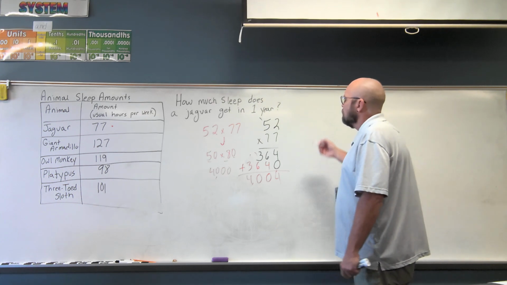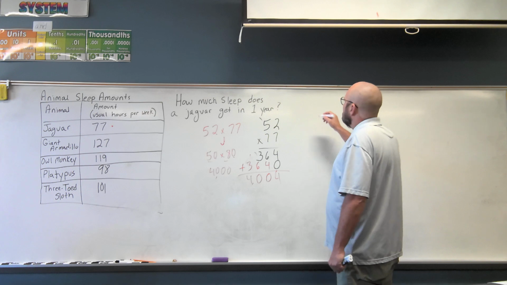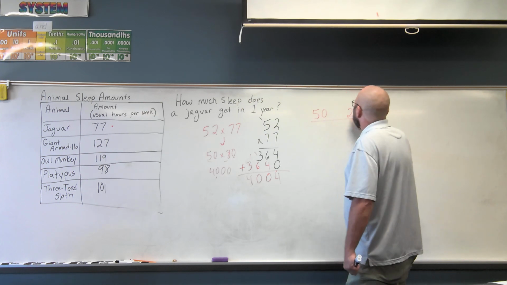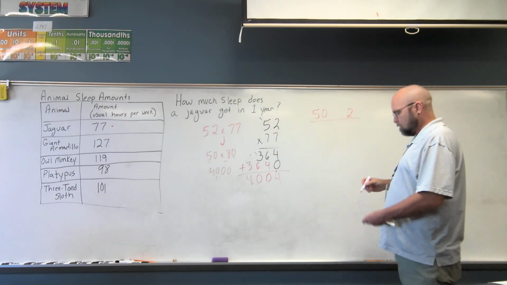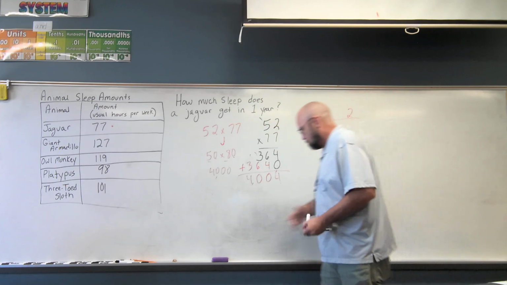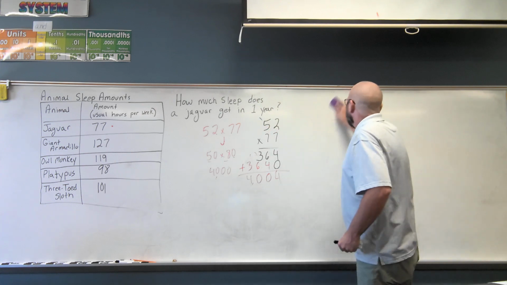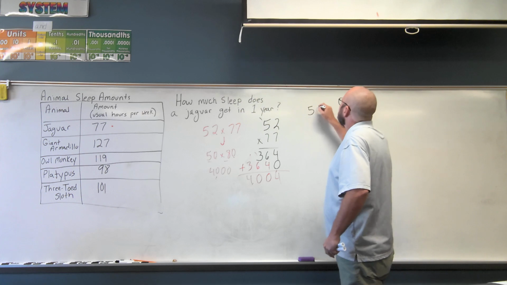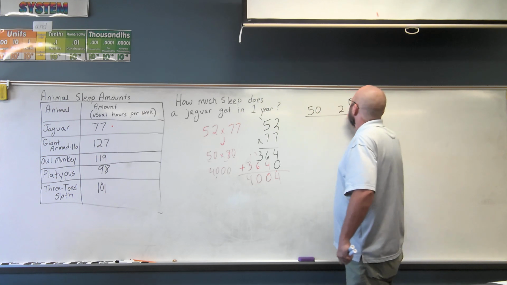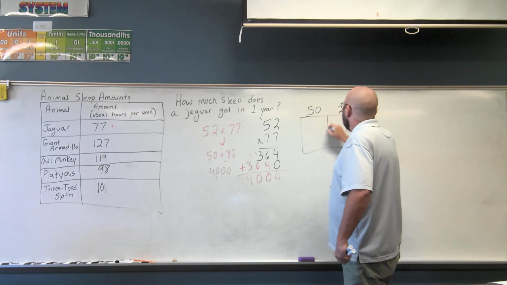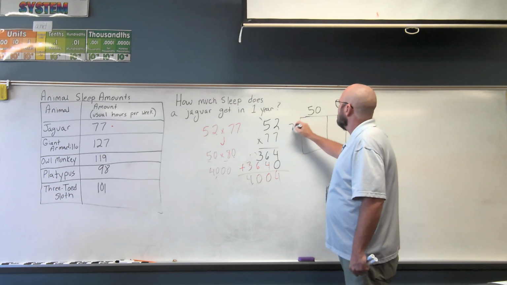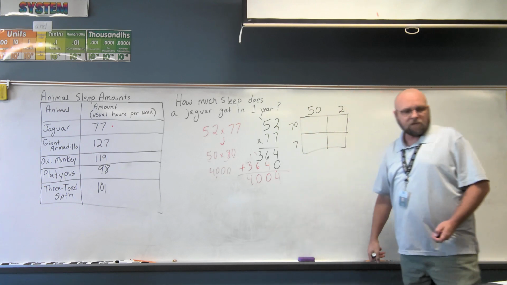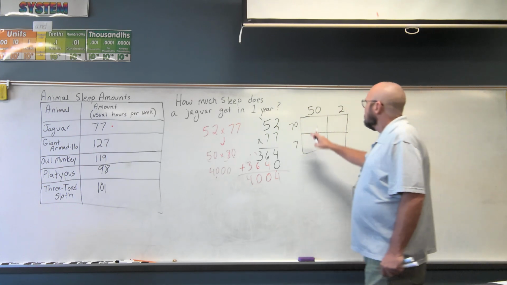We could do it with 52, because the 5 is in the tens place, the 2 is in the ones place. Let me write that in a darker color so you can see it. We could do 52. And we could do 70 and 7. Both of those are decomposed, broken into parts.